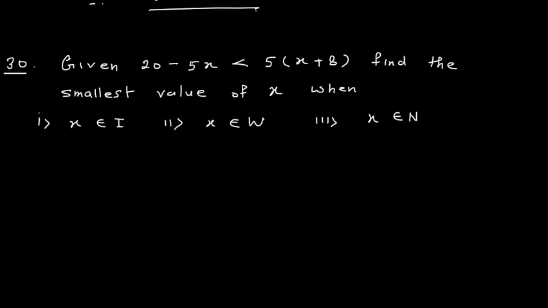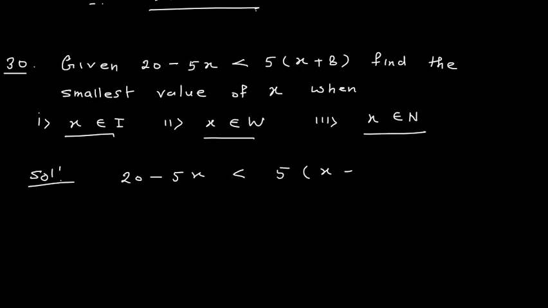Now let us see this 30th question. The problem is given: 20 minus 5x is less than 5 into x plus 8. We have to find the smallest value of x when x belongs to integer, when x belongs to whole number, and when x belongs to natural number. So here, 20 minus 5x is less than 5 into x plus 8. Therefore we will say that 20 minus 5x is less than 5x plus 40.